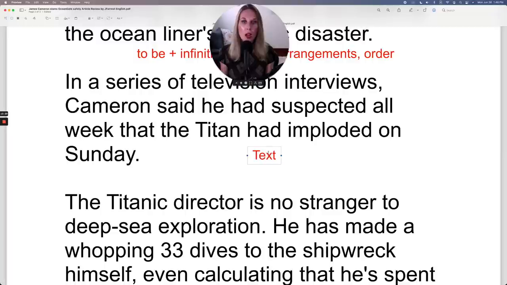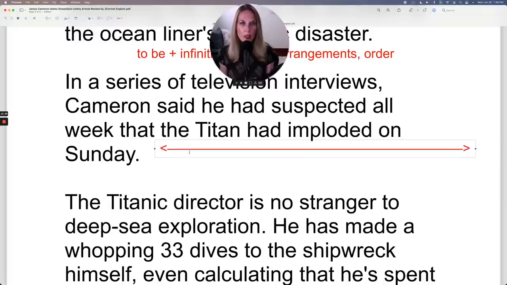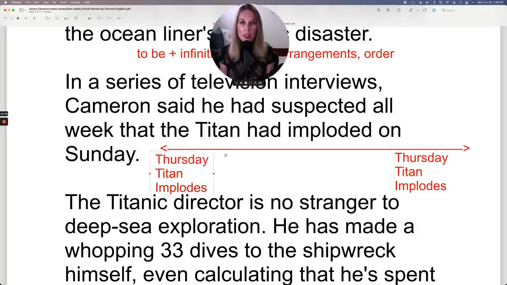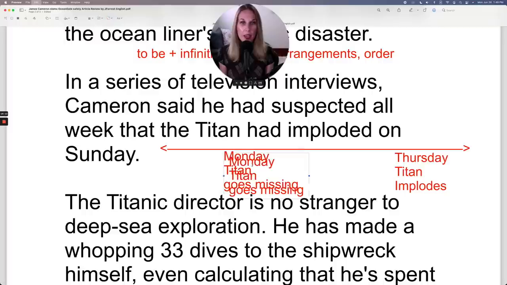So let's review the timeline of events. So you always have to think about your actions on a timeline. So here is our timeline. So I believe it was on Thursday that we found out about the implosion. So Thursday, Titan implodes. I'm not sure exactly when the Titan went missing, to be honest, but I will just say Monday. Monday, Titan goes missing. Nobody knows where it is or what happened.